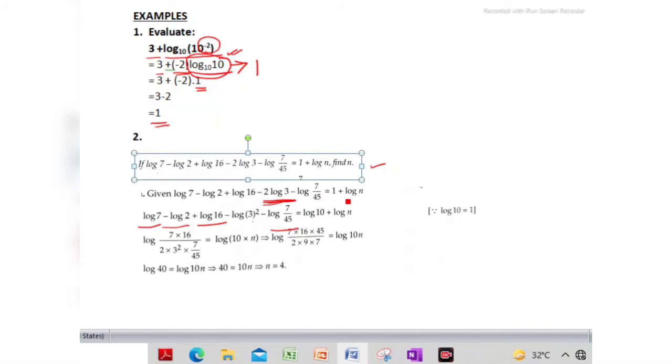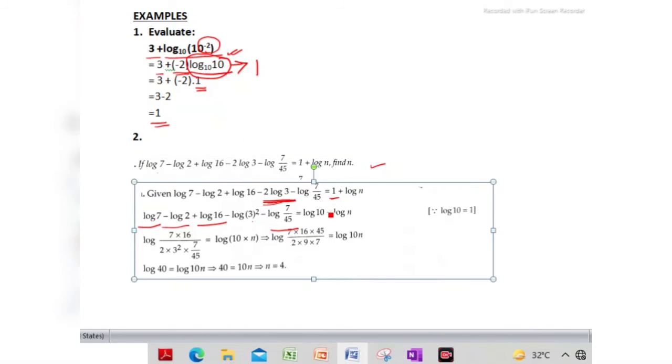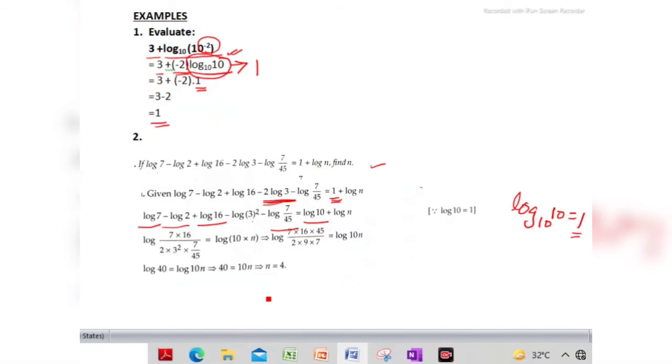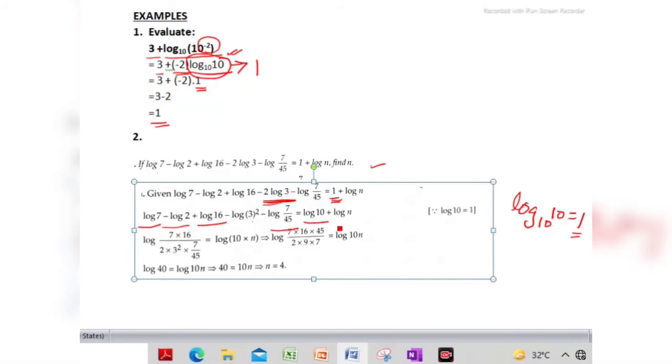So that's why in place of this 1 here, I can take it as log of 10, because it means this is log of 10 to the base 10 and this is equal to 1. So that's why here in place of 1 I am writing log of 10, and after that log of n as it is.